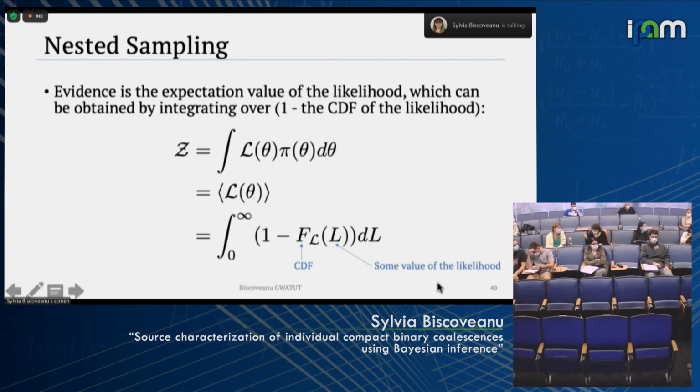Yes, there are some questions in the audience. Is there a downside to nested sampling? Is it slower than MCMC?